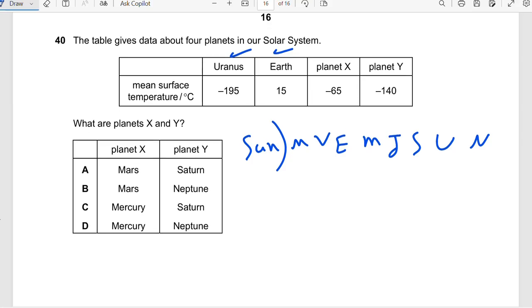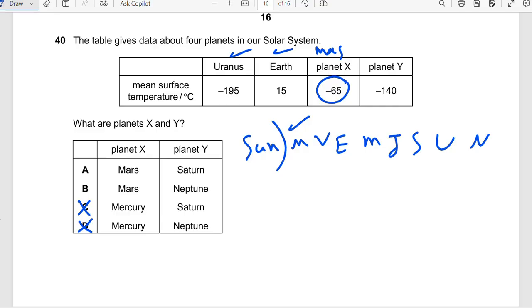option C and D, they say planet X is Mercury. Mercury cannot have a temperature of -65 because Mercury is the closest to the sun, cannot be negative, right? As a mean surface temperature. Okay, so option C and D are wrong. So planet X will be Mars. Okay, here I will write Mars. Okay, time now. Planet Y.